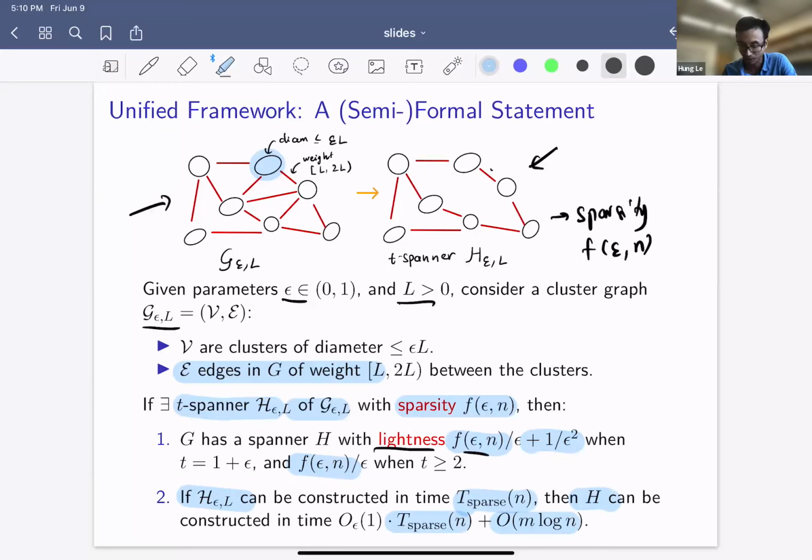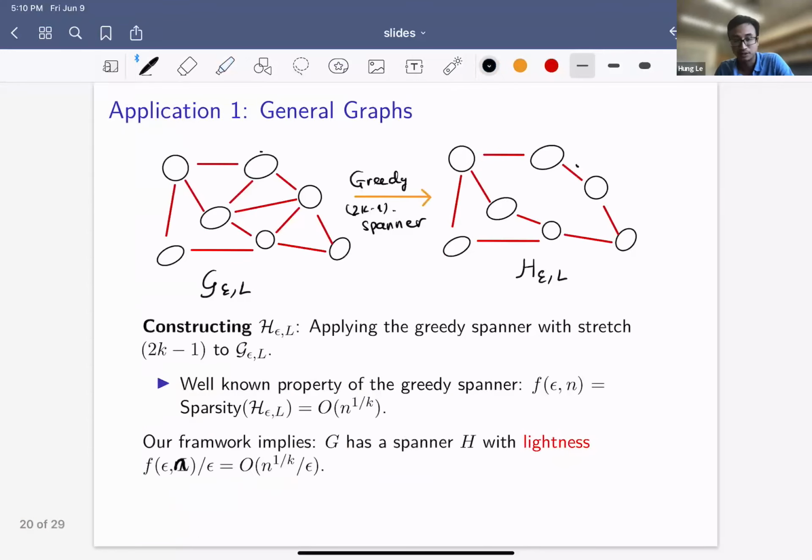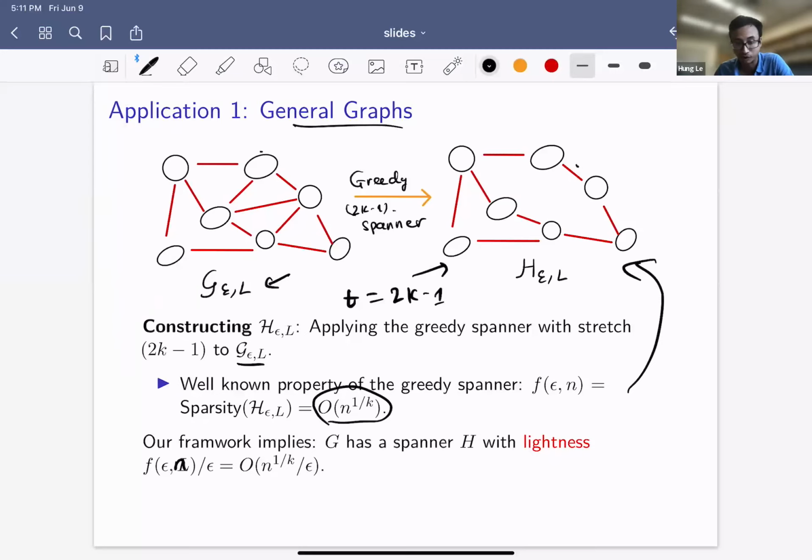There's a lot to unpack here, but let's look at the first item, the application for general graphs. If we're given a cluster graph, what should we do to construct a 2k minus 1 spanner? Here we're looking at stretch t equal to 2k minus 1. Well, you can apply the greedy algorithm, which is a very well-known algorithm in the literature, to the cluster graph. And what we get is a spanner of the cluster graph that has sparsity of order n to the 1 over k, which is what we saw in the table before.